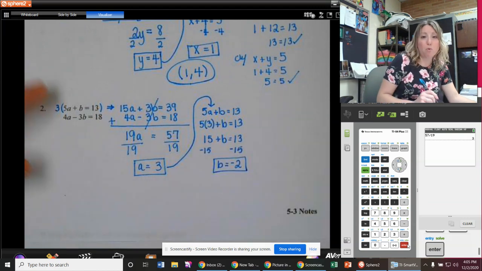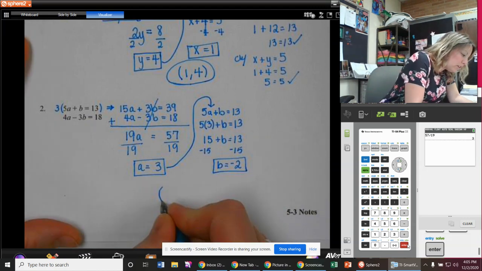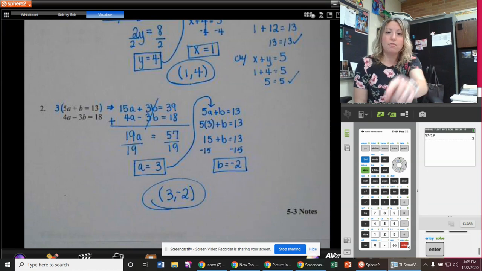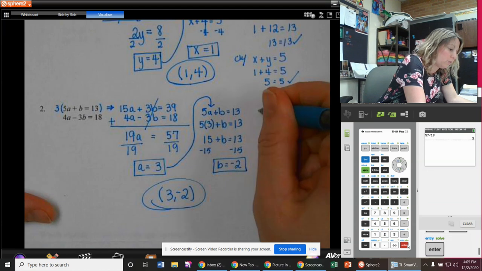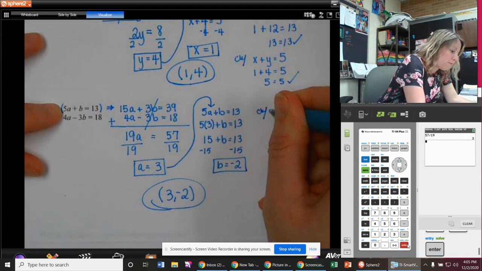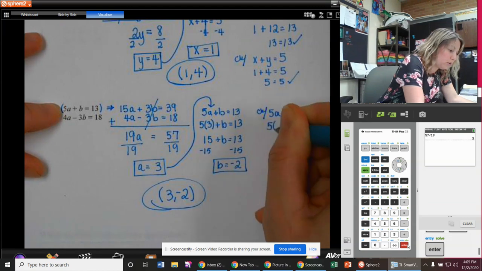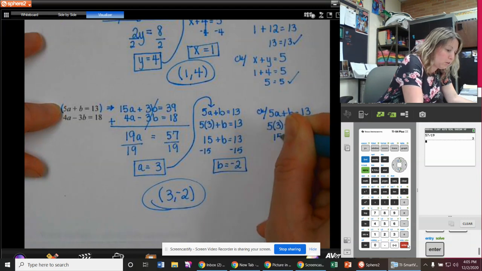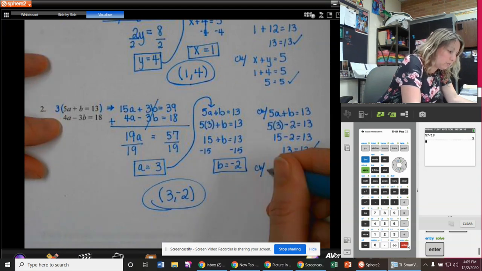So that means that my point, if I'm creating my coordinate point, would just be alphabetical, is (3, -2) in parentheses, separated with a comma. And then that's what I'm going to use to plug back into the original equations. So again, the originals, not the manipulated. So 5a plus b equals 13. And this one will feel very familiar because we just used this one in order to get our second variable. So yeah, this one is going to be 13, right? That one checks, but got to check in both.